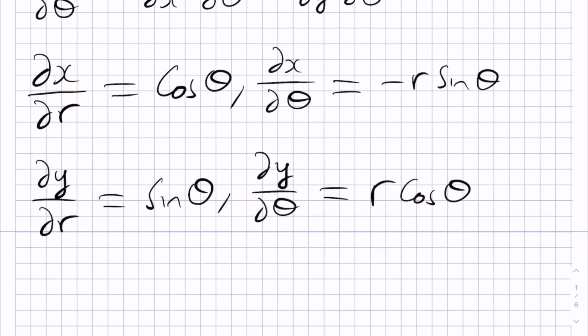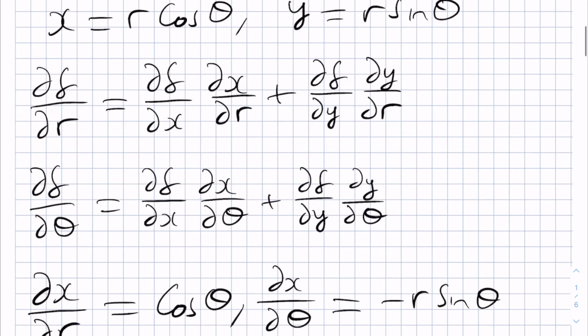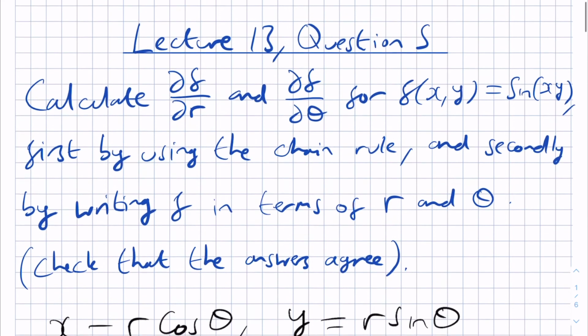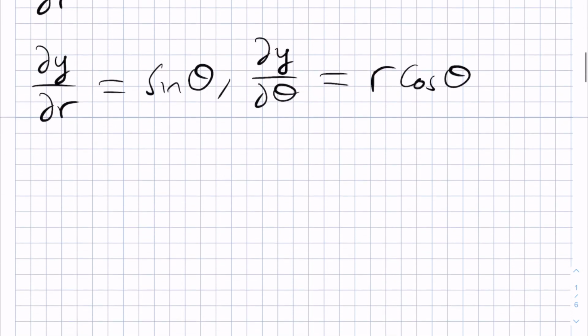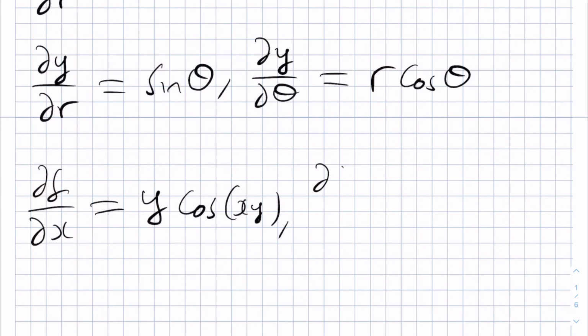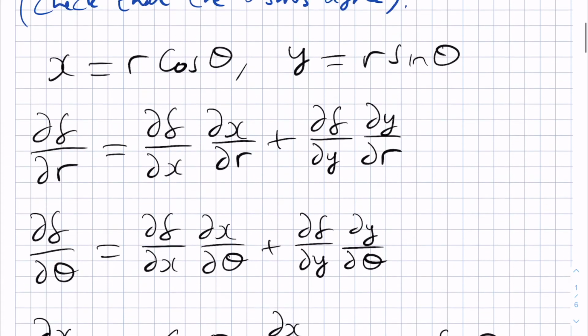Next, we need the derivatives of f with respect to x and y. So f is sin of x times y, and therefore ∂f/∂x is equal to y times cos of xy, and ∂f/∂y is x times cos of xy. We then substitute all of these results into these chain rules.